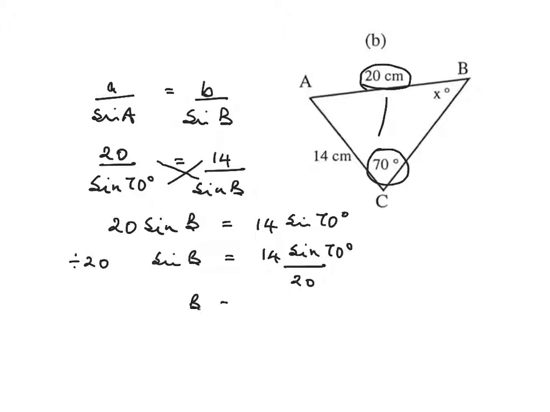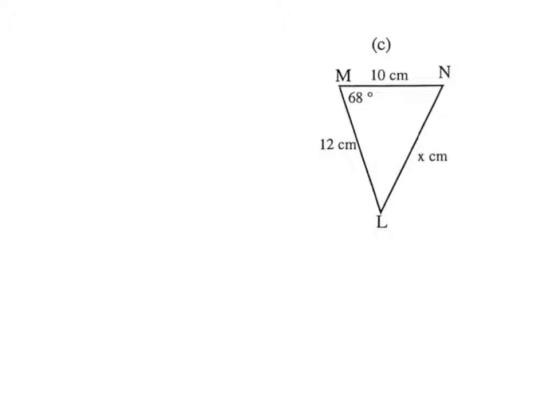And then b equals sine to the minus 1 of 14 sine 70 over 20. And that gives us 41.1 degrees. Now in this question we have the angle between two sides.